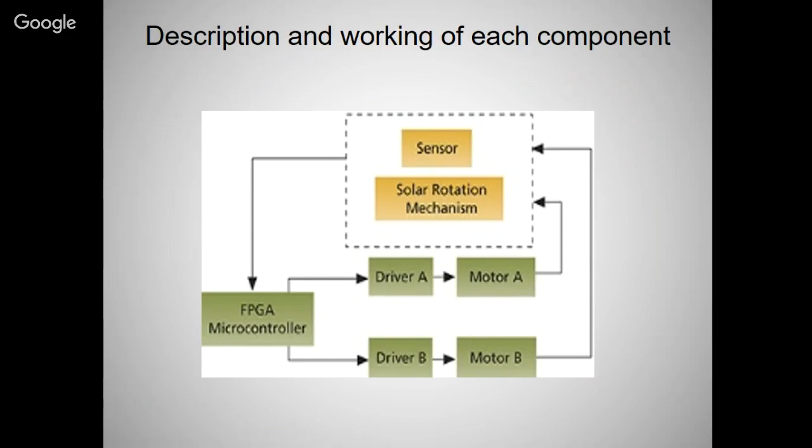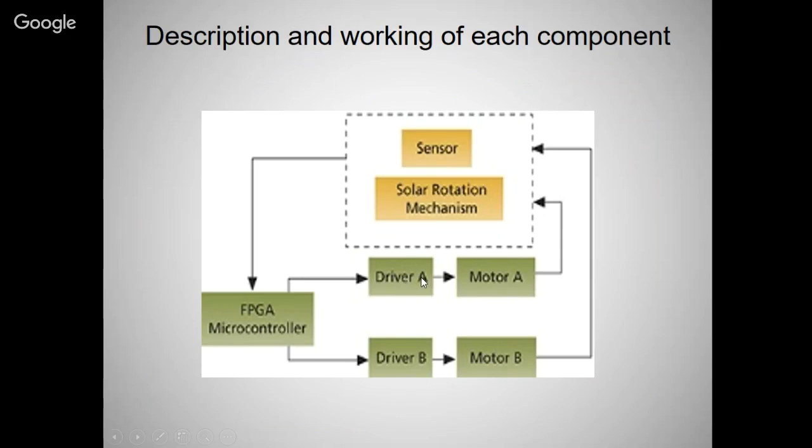Description and working of each component, how it is working. For example, you can see here the two motors: driver A, motor A, driver B, motor B. Here the microcontroller: you can use an FPGA, a PIC microcontroller, or an ATmega328, any microcontroller, and you have to make the logic accordingly, and it will drive driver A and driver B. Here I have used the L293 motor driver, and it takes the signal from the microcontroller. Here I have used the Arduino.